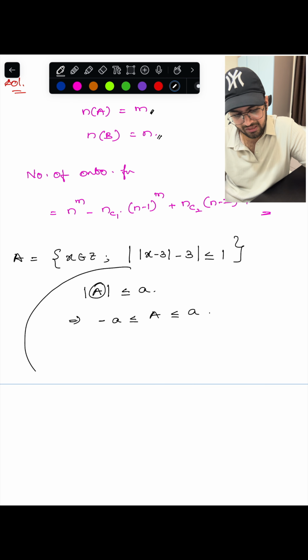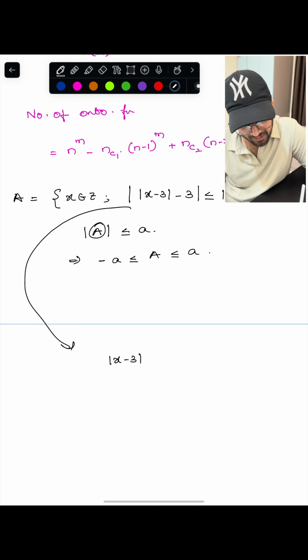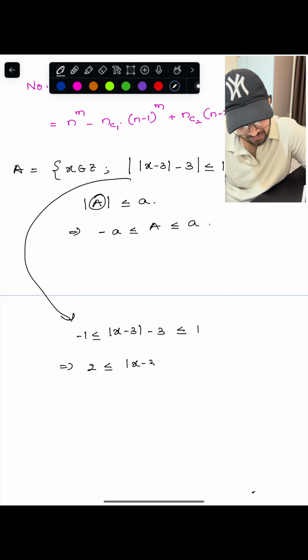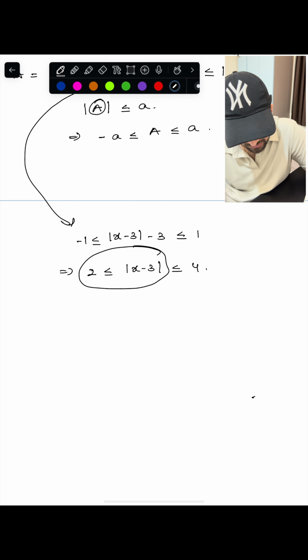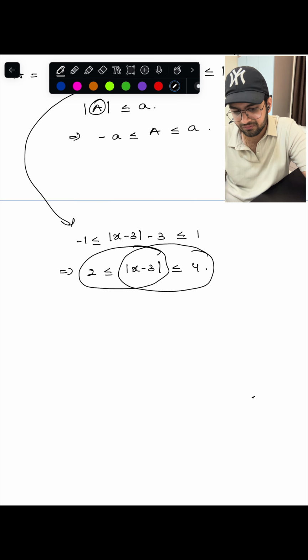So applying the same condition, I will get mod of x minus 3 is between minus 1 to 1. Okay, so I will add 3 on both sides. So what I will get is 2 less than or equals to mod of x minus 3 less than or equals to 4. So whenever this kind of inequality is there, first solve this inequality, then again solve this inequality, then take the intersection of both of them.